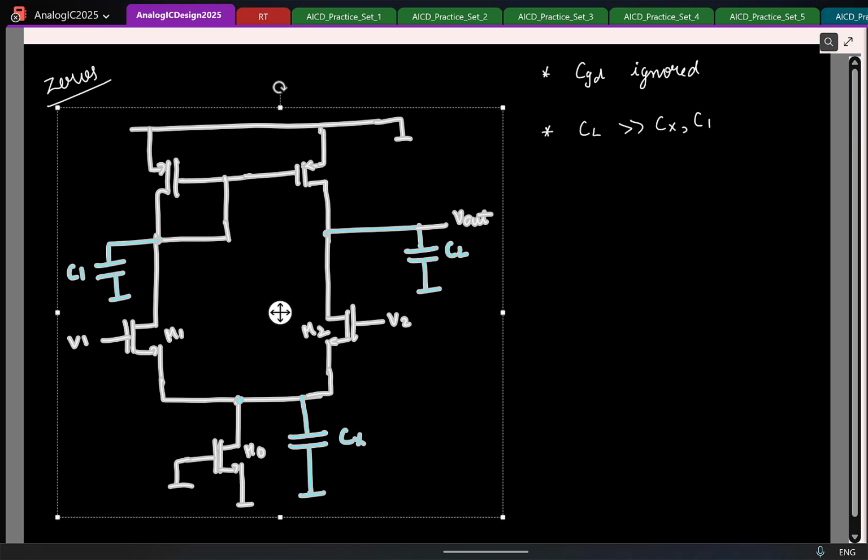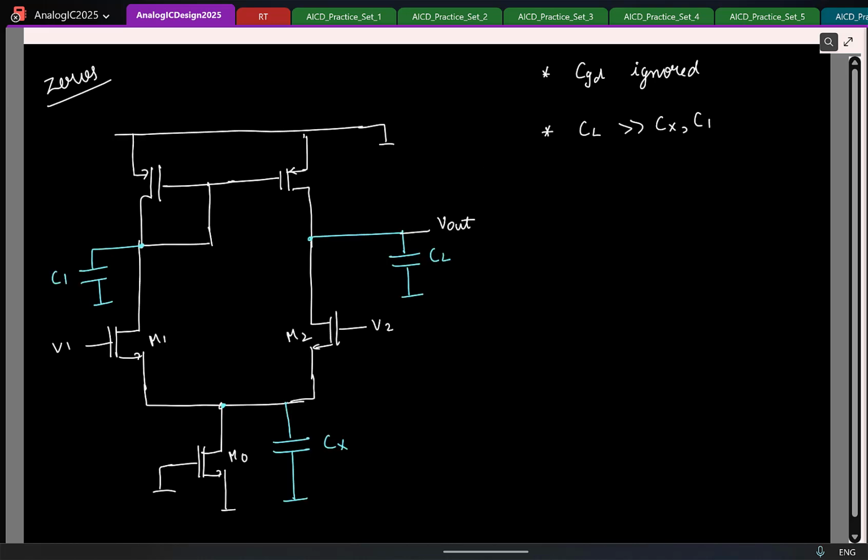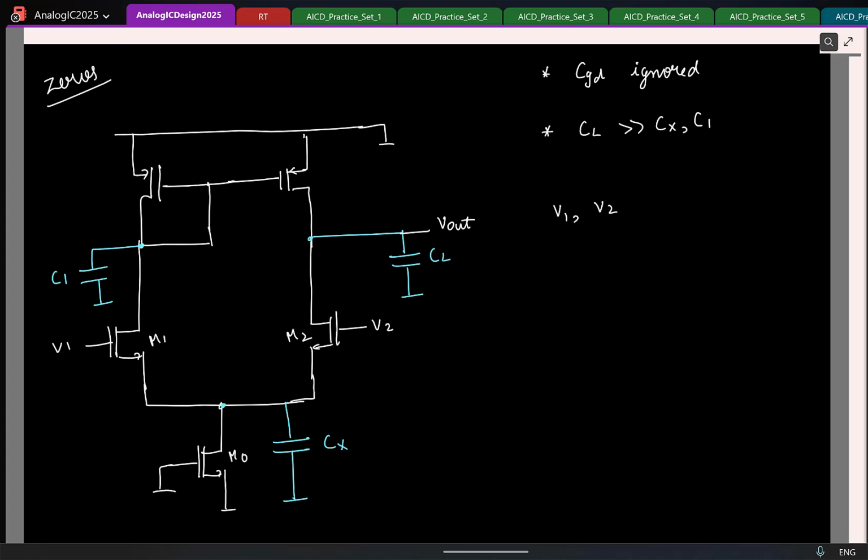Now note that here I have how many inputs? 2 inputs. So technically I can define 2 different transfer functions from each of the inputs to the output. With respect to V1 I can have a transfer function, say A1(s). With respect to V2 I can have another transfer function A2(s). Now both these transfer functions will have the same poles because poles are a natural characteristic of the system, but the location of zeros will be different in the 2 transfer functions.